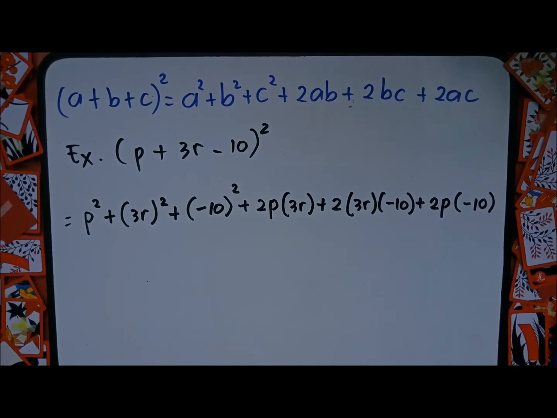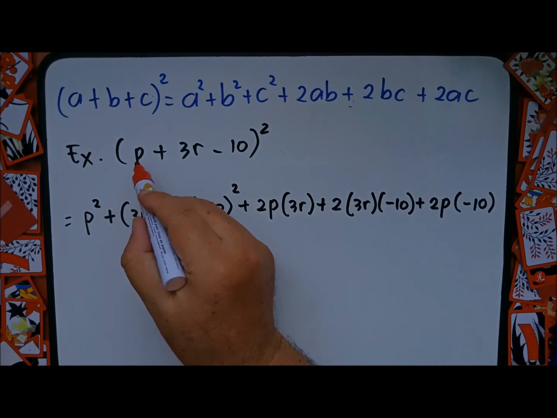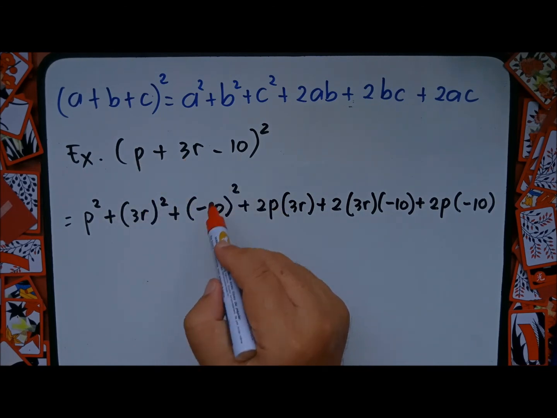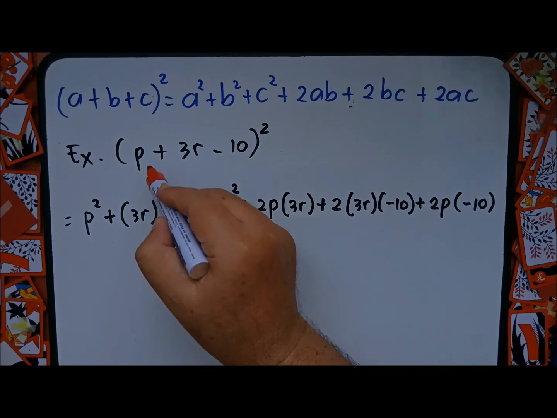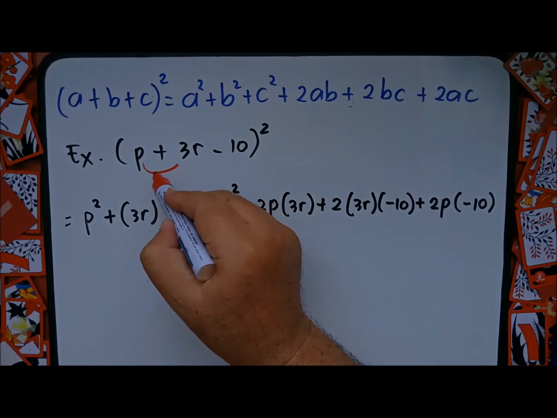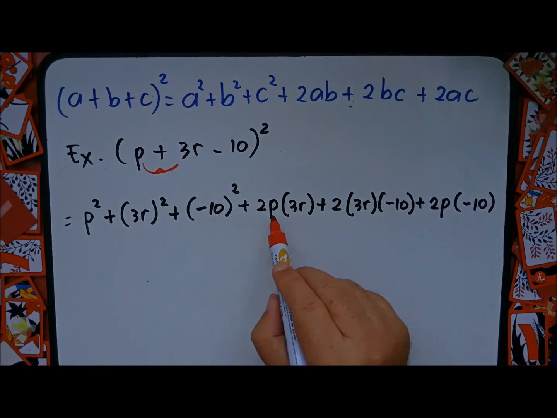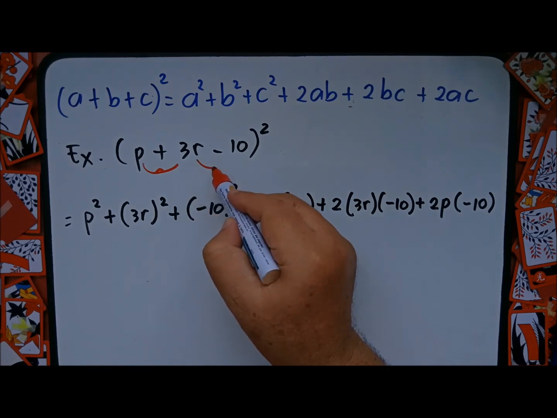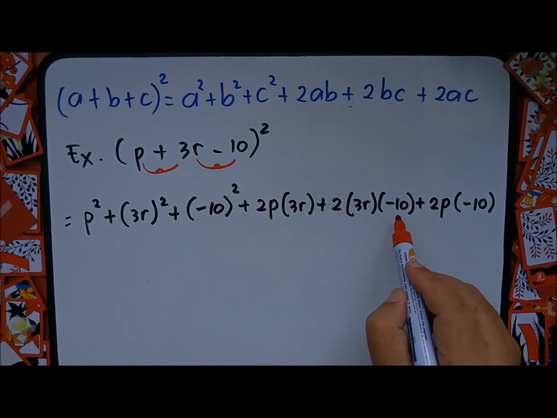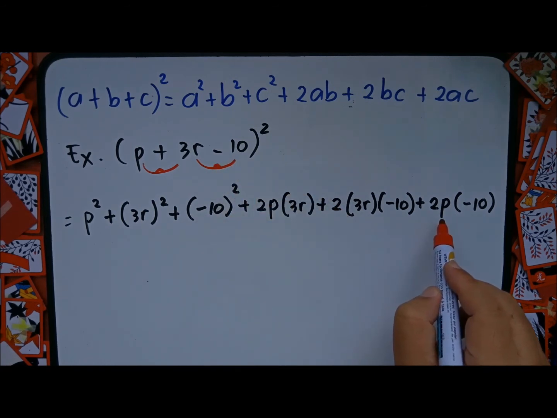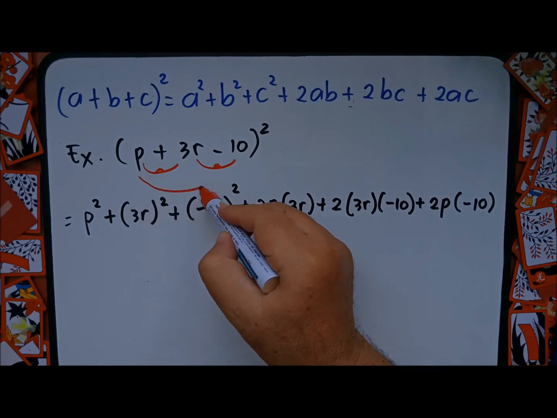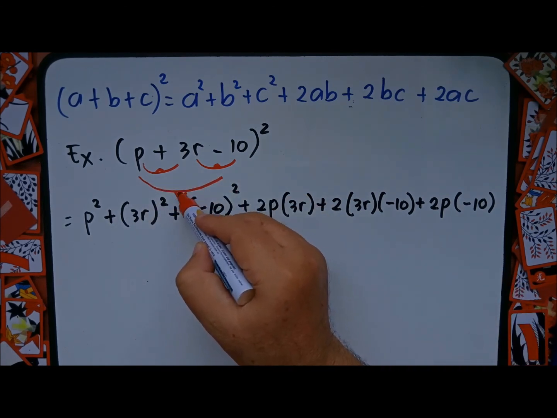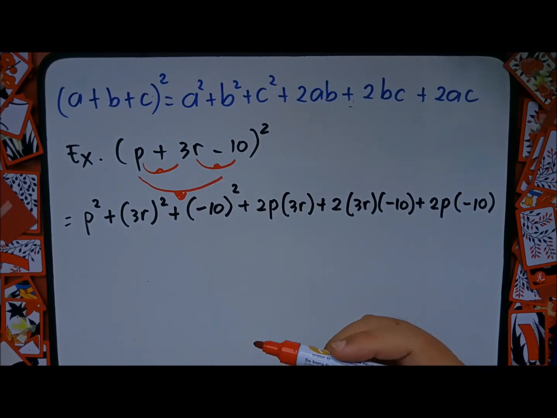Okay, can you follow? We have to square this first, square the second term, square the third term. Remember, the third term is negative. Twice the first term and the second term, twice the second term and the third term, then twice the first term and the third term.